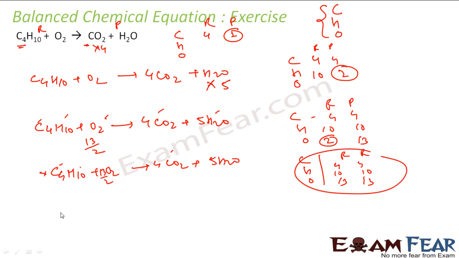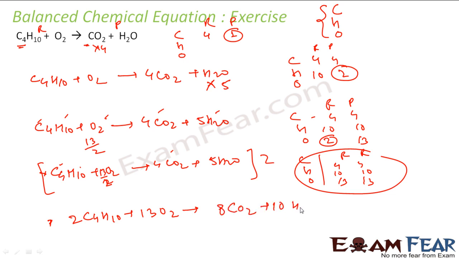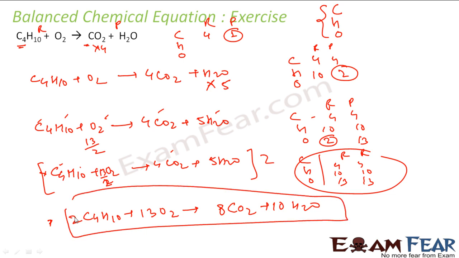Things are balanced. But the last rule says that there should not be any fraction, and here there is a fraction, right? So we'll multiply everything with 2 because it was divided by 2. Let's multiply everything by 2 to make sure there is no fraction. So this becomes 2C4H10 plus 13O2 gives 4 into 2 is 8 CO2 plus 5 into 2 is 10 H2O. And this is my balanced chemical reaction. So here we have seen that the extra part was that we got a fraction, and we were told that there should not be a fraction. So we multiplied everything with 2 and got no fraction.